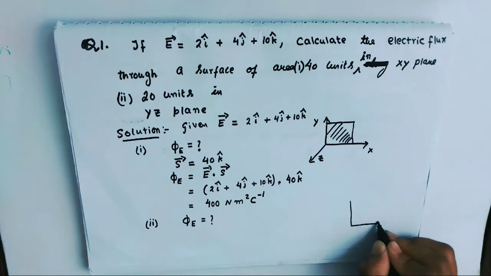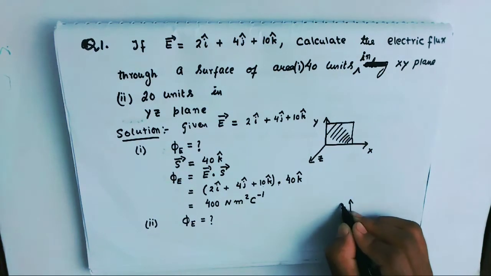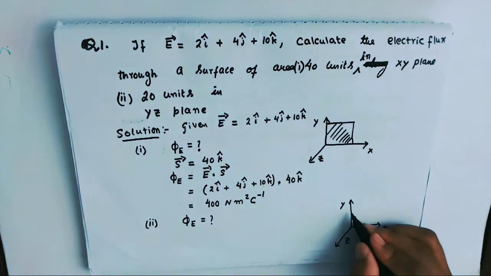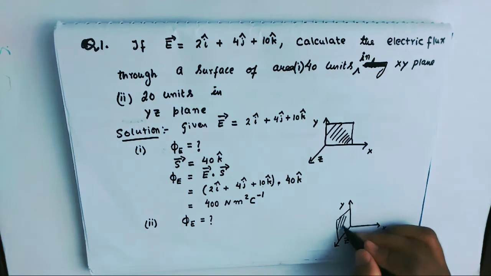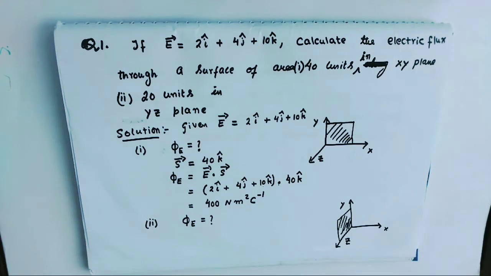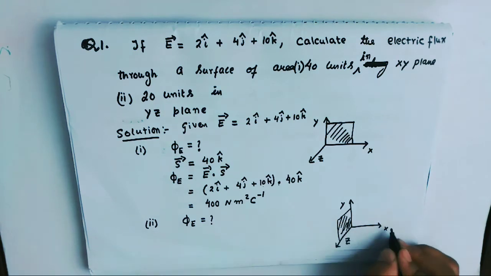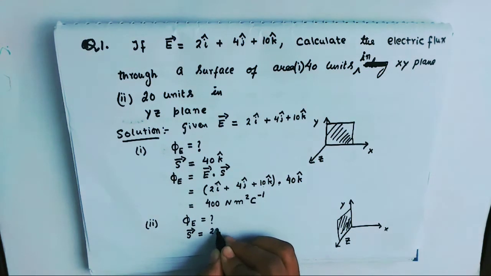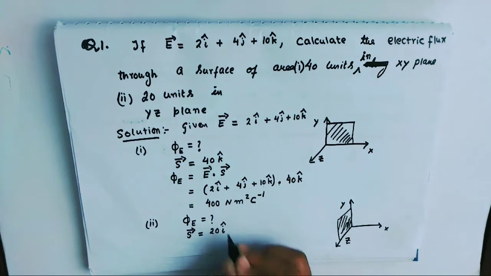So let us draw. This one is X, this one is Y, and this one is Z. So when we say YZ plane, that means this is the one. So where is the direction of the area of the YZ plane? It is in the direction of X. So in the second question, S is equivalent to 20 I cap.